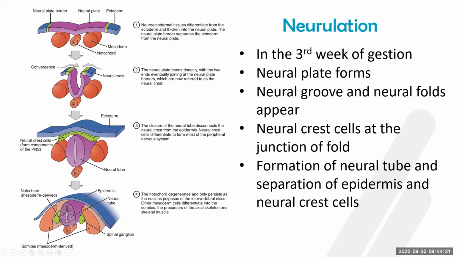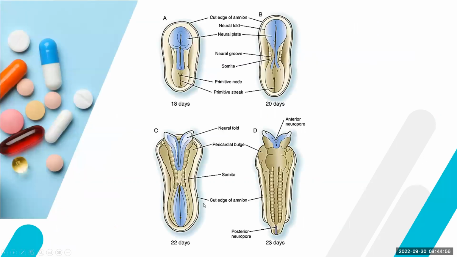Now, these neural crest cells form the components of the peripheral nervous system, including spinal ganglia, autonomic and peripheral nerves, and the autonomic nervous system and everything. All of that forms the peripheral nervous system from the neural crest cells.